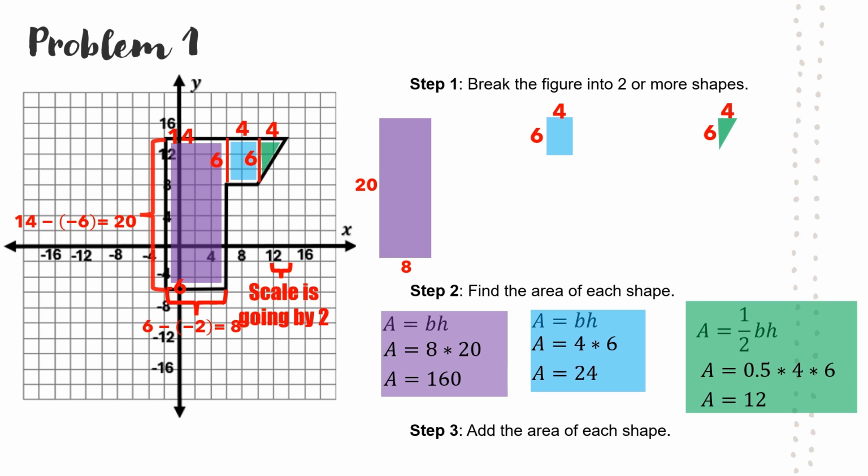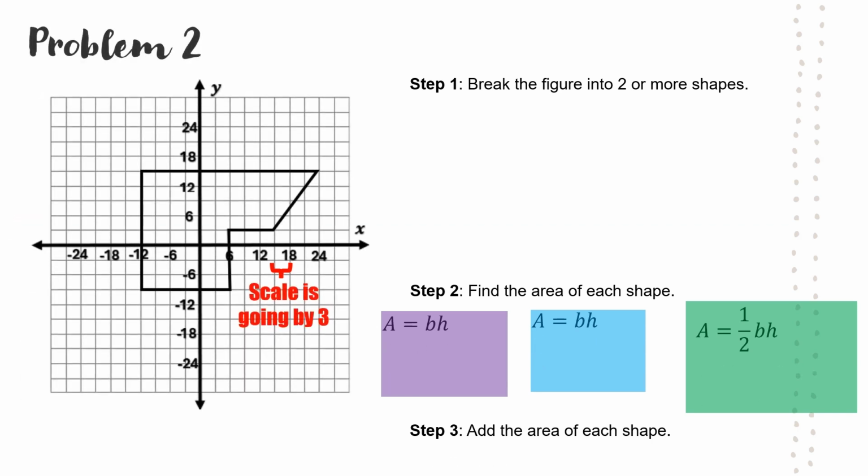The last thing to do is add the area of each shape, which will give us that the area of the composite shape is 196. The next shape once again is similar, the scale however is going by 3. Once again we will start by breaking the figure into smaller shapes.